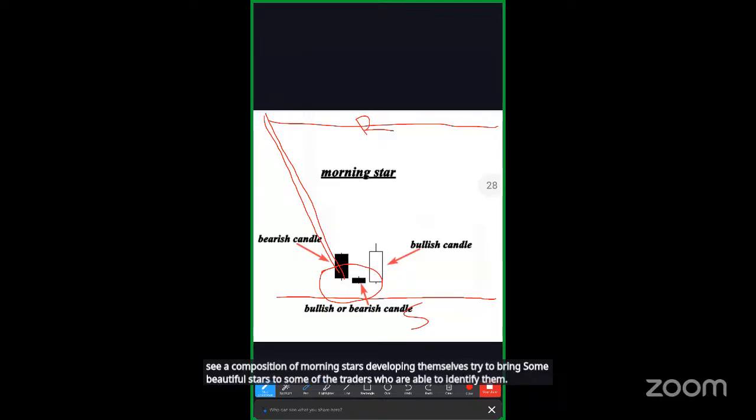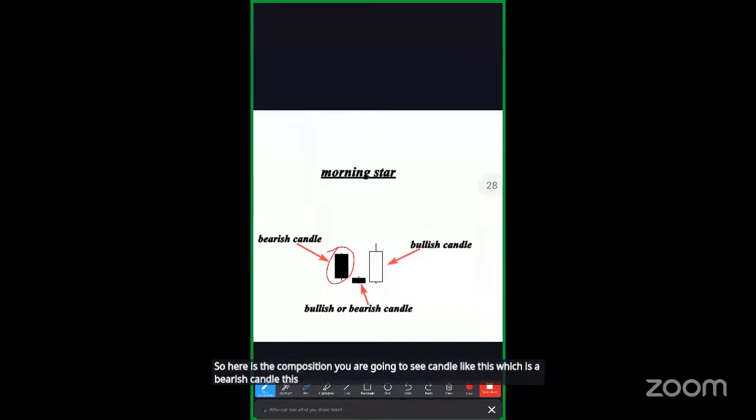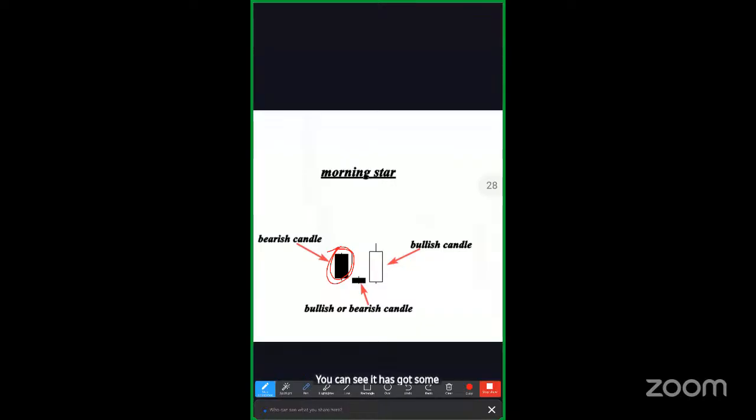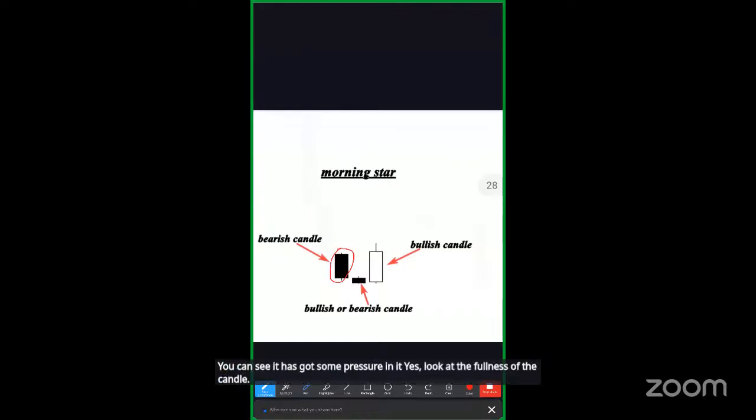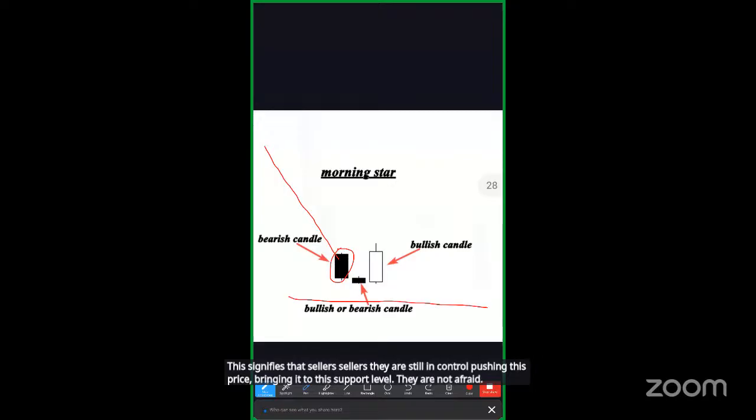So here is the composition. You are going to see a candle like this, which is a bearish candle. This is a selling pressure candle. You can see it has got some pressure in it. Look at the fullness of the candle. This signifies that sellers are still in control, pushing this price, bringing it to this support level. They are not afraid. They are still in the game.